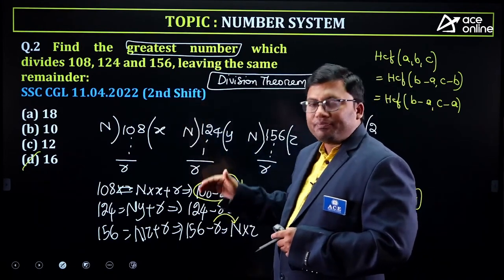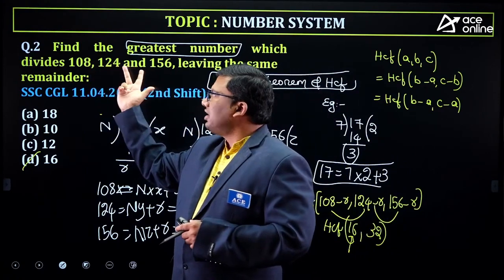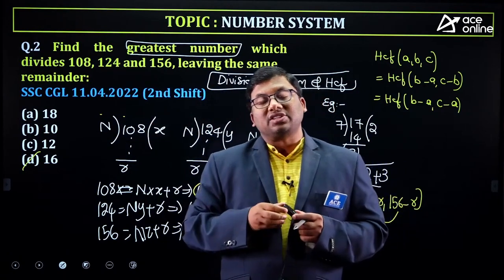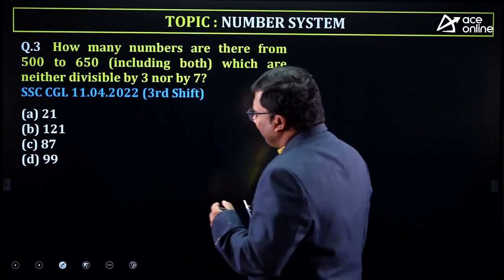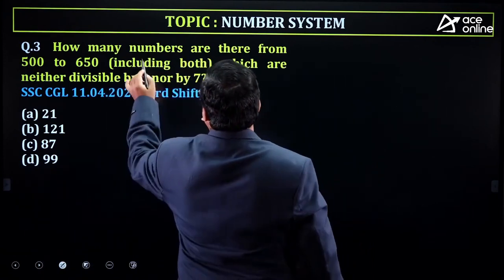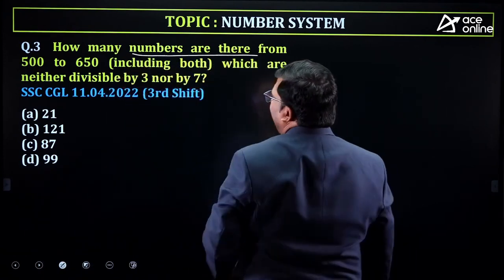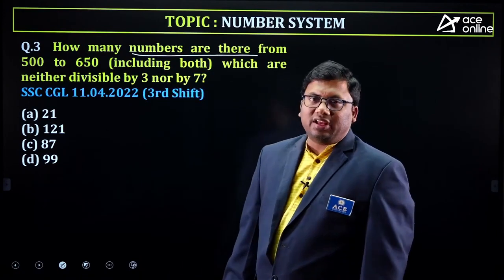First problem, I explained in detail. Directly the answer is these 16, these 32. HCF of 16, 32 is 16. I hope the idea is clear. Now if you see here, listen carefully, sir. How many natural numbers are there from 500 to 650 which are neither divisible by 3 nor 7?